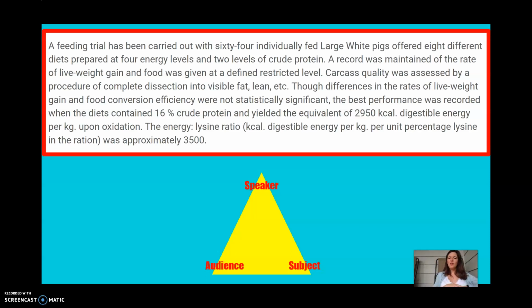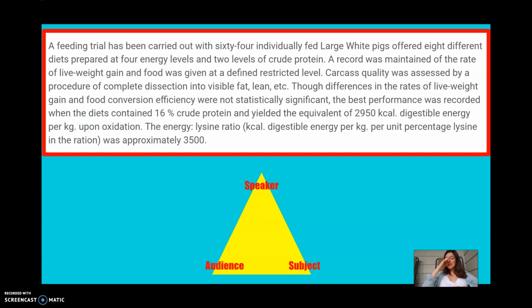Why did I do this to myself? Though differences in the rates of live weight gain and food conversion efficiency were not statistically significant. The best performance was reported when the diets contained 16% crude protein and yielded the equivalent of 2,950 kilograms digestible energy per kilogram upon oxidation. The energy lysine ratio, okay, we're going to stop there.